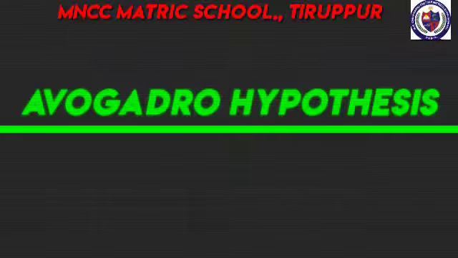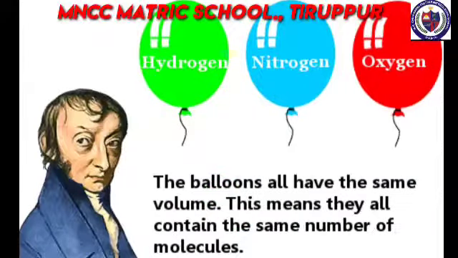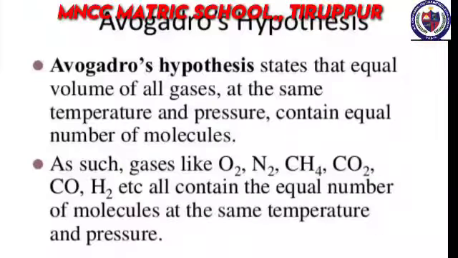Next, Avogadro's hypothesis. In 1811, Avogadro framed a hypothesis based on the relationship between the number of molecules present in equal volumes of gases in different conditions. Avogadro's law states that equal volumes of all gases under similar conditions of temperature and pressure contain an equal number of molecules. As such, gases like oxygen, nitrogen, methane, carbon dioxide, carbon monoxide, hydrogen, etc. all contain an equal number of molecules at the same temperature and pressure.